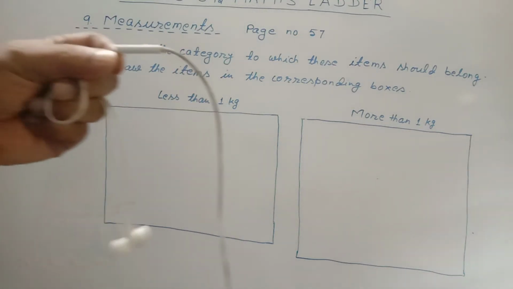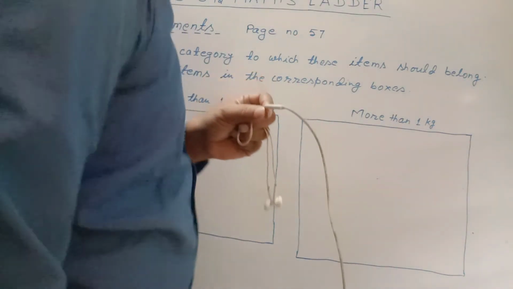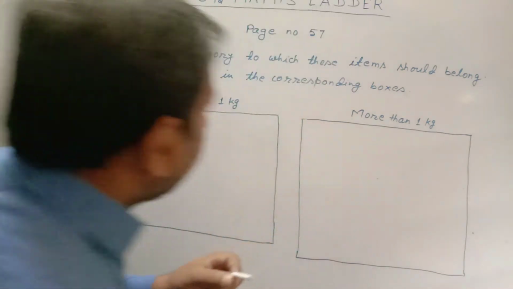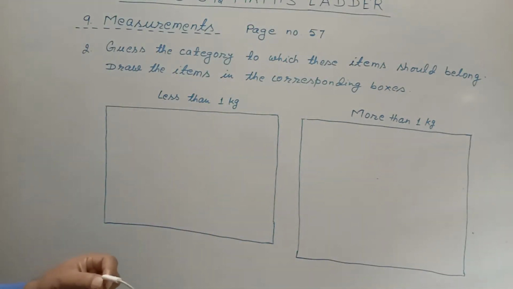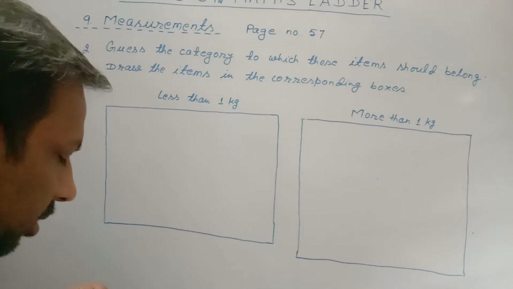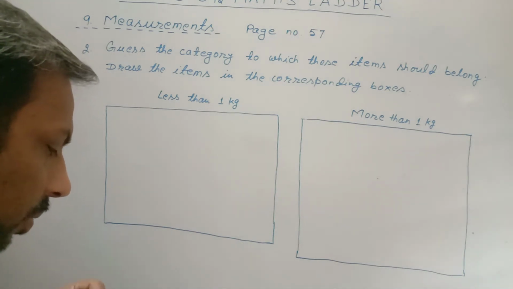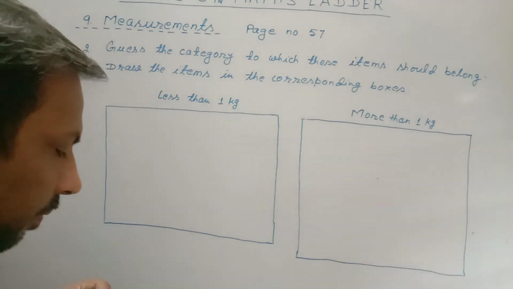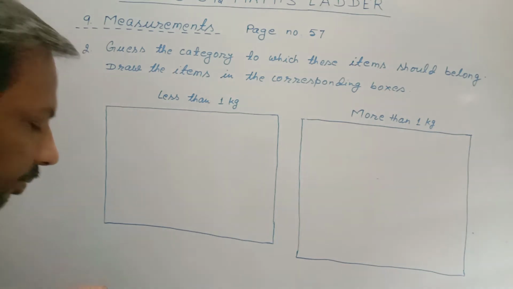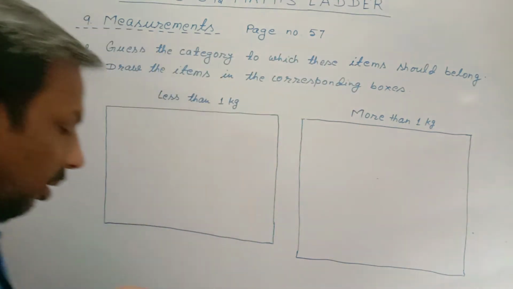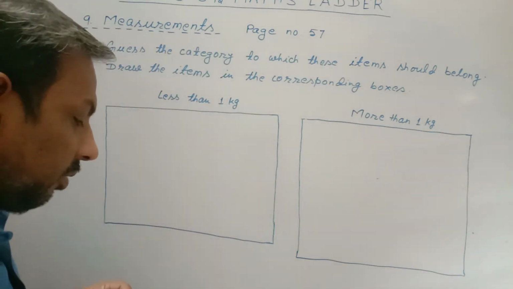In page number 57, question number 2, guess the category to which these items should belong. Draw the items in the corresponding boxes. Question number A is weight of your maths books. Weight of your maths book, that will be less than 1 kg.